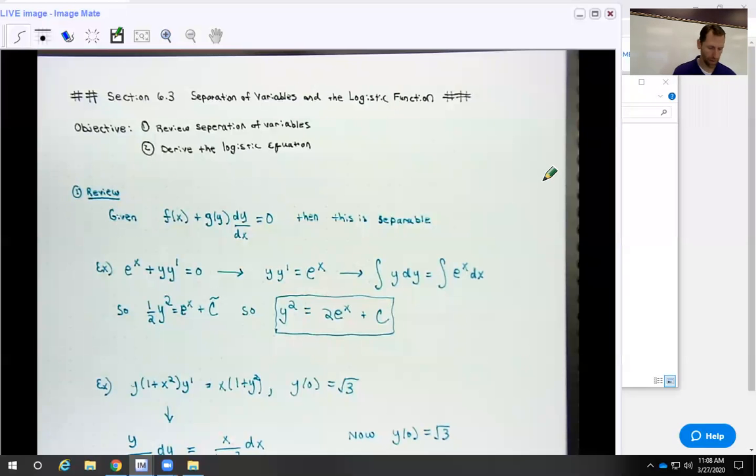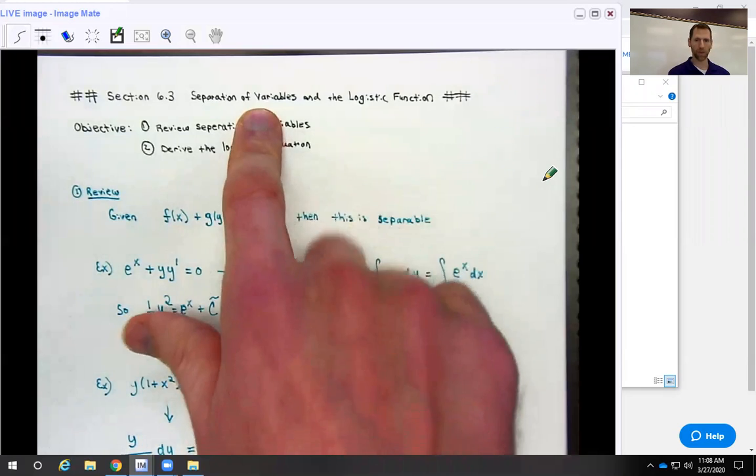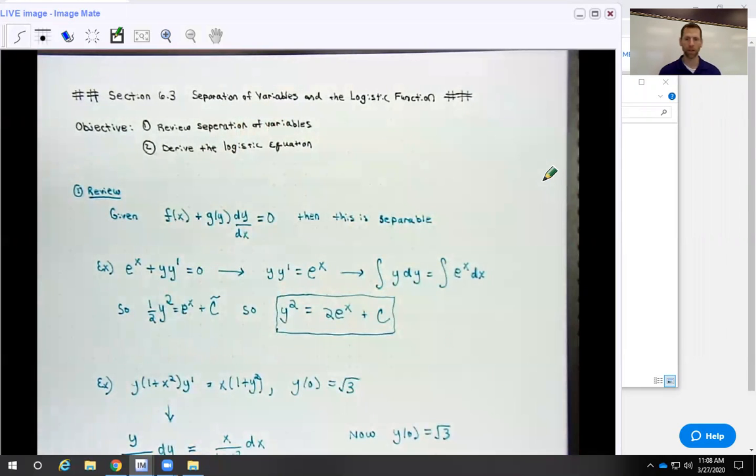Okay, I want to talk about how we can use the separation of variables routine for a particular model called the logistic equation and to develop what's called a logistic function. And this is a correction to typical exponential growth models, which predict unbounded populations in time. And we know that's unrealistic.